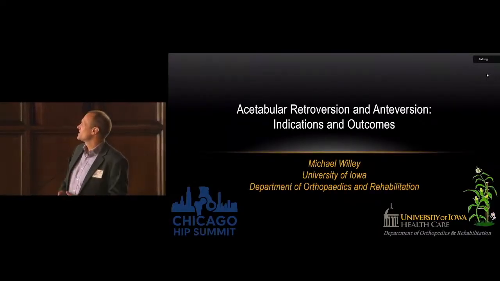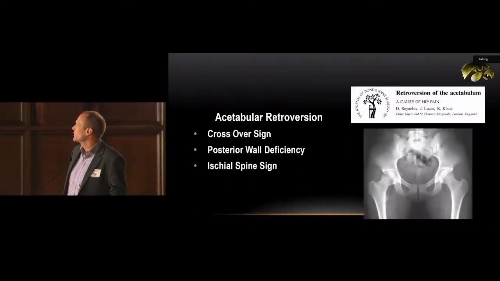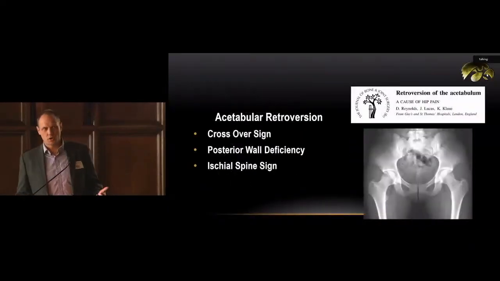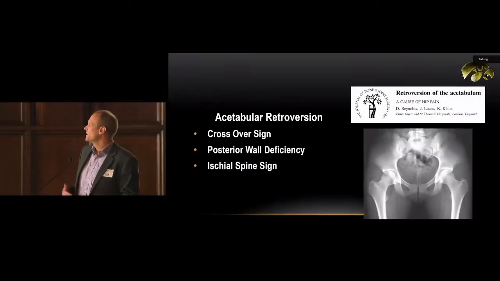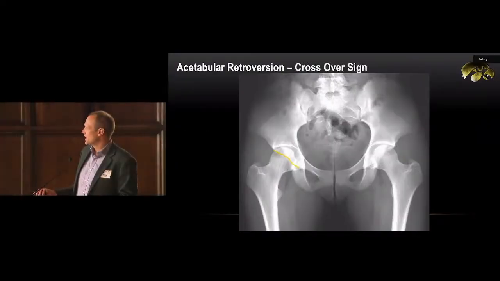So I'm going to review acetabular retroversion and anteversion and review 3 associated cases. So acetabular retroversion, we're all familiar with the radiographic signs: crossover, posterior wall deficiency, and ischial spine sign. So here's our case. This is a 16-year-old female that we evaluated for right hip pain. She's an active dancer. So she has all these classic findings of acetabular retroversion.